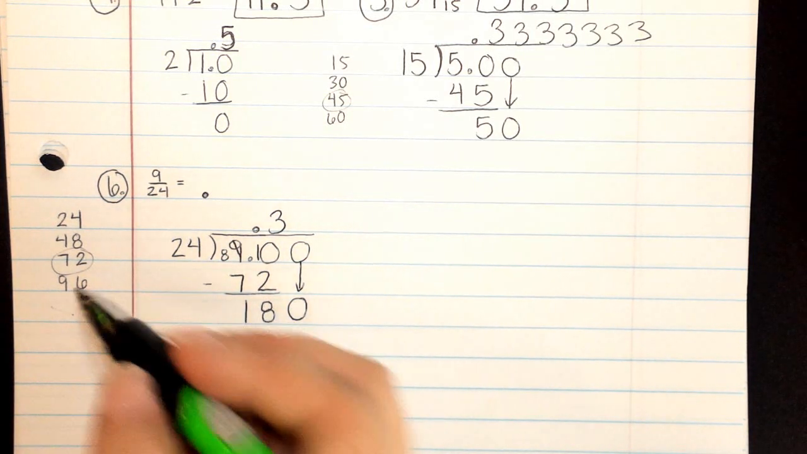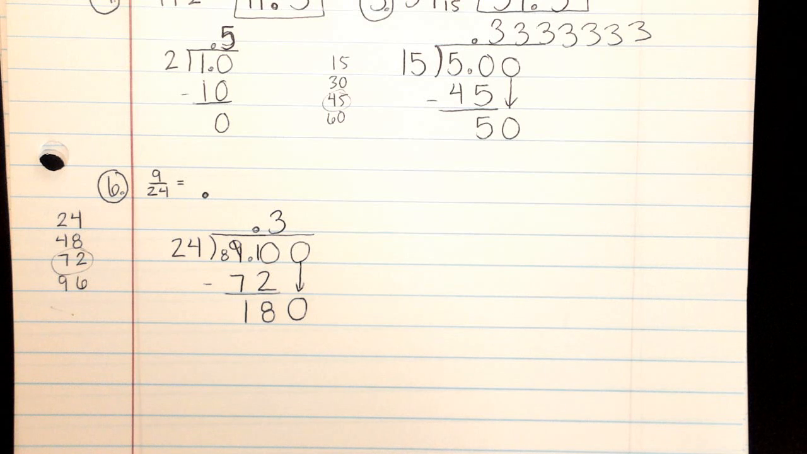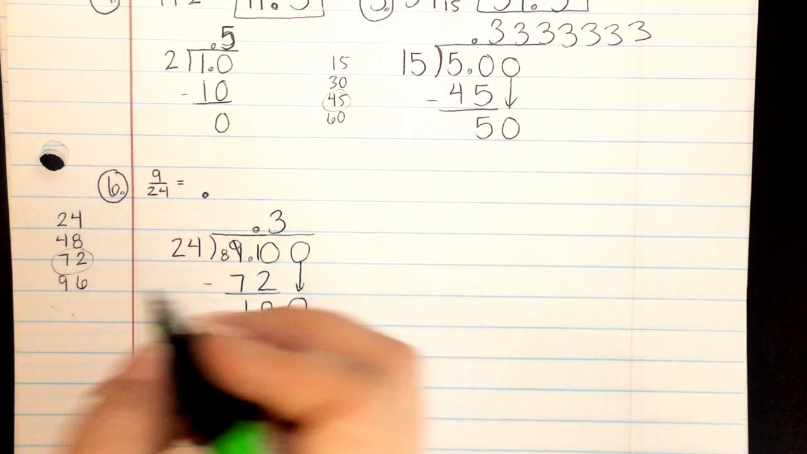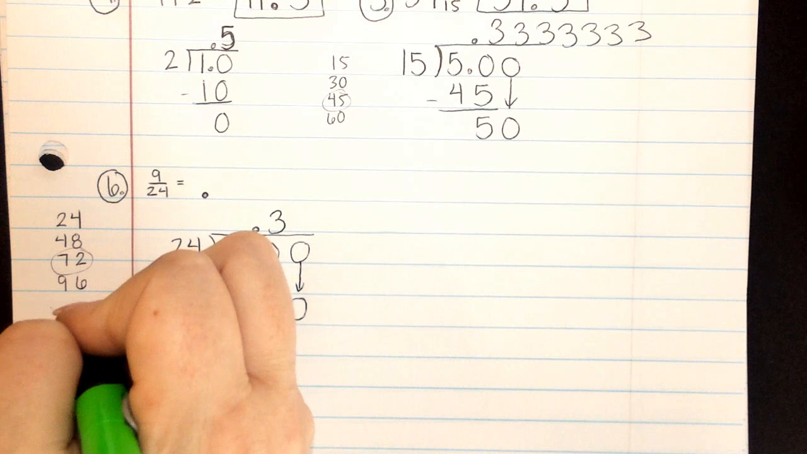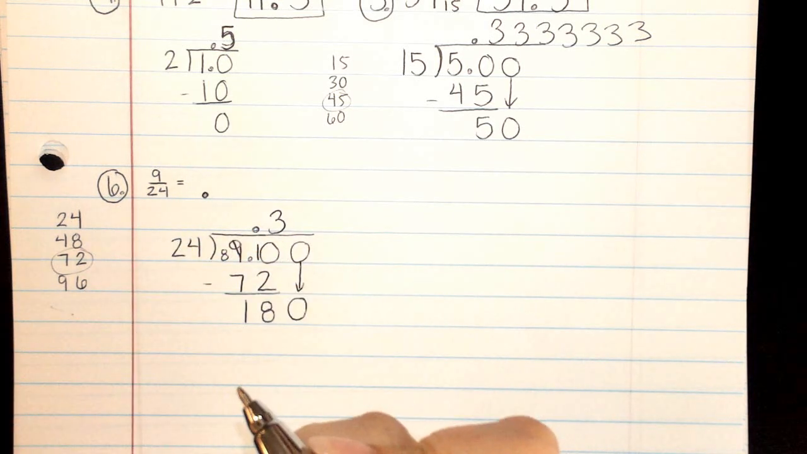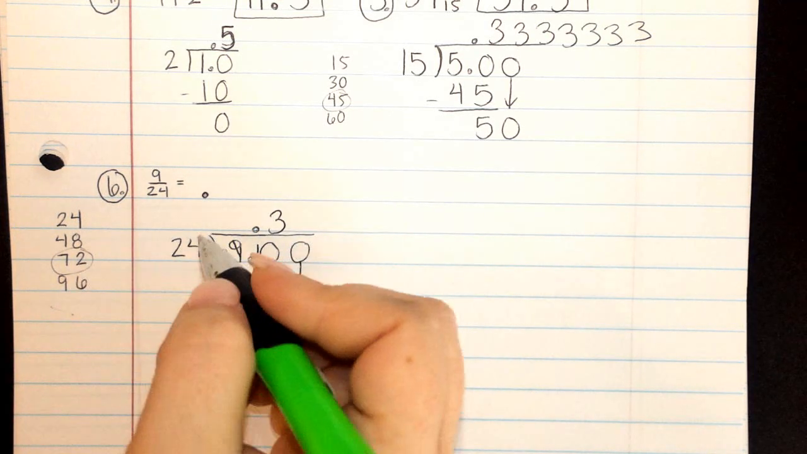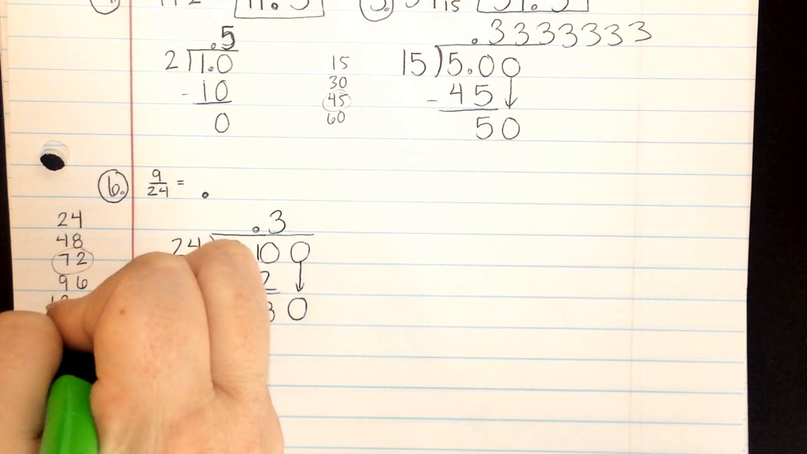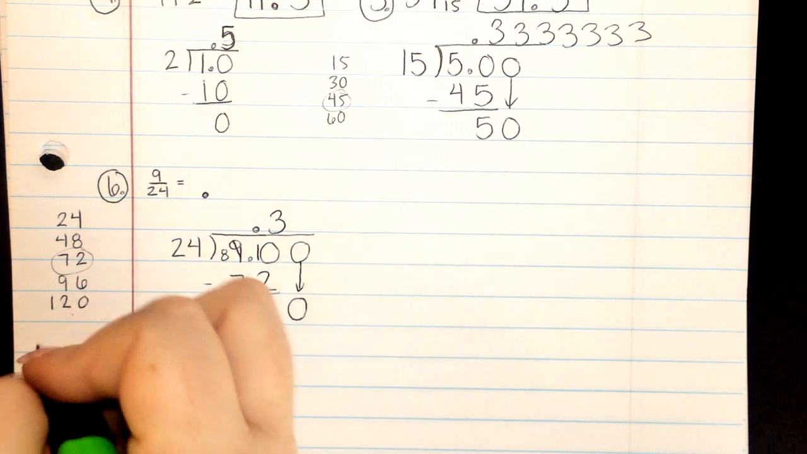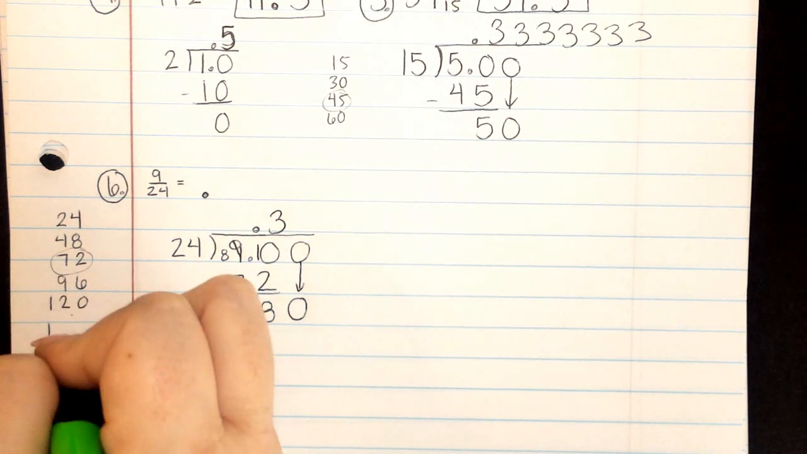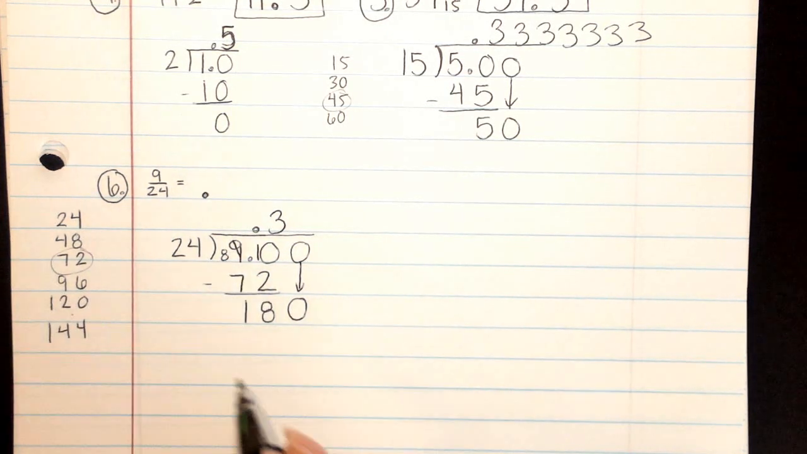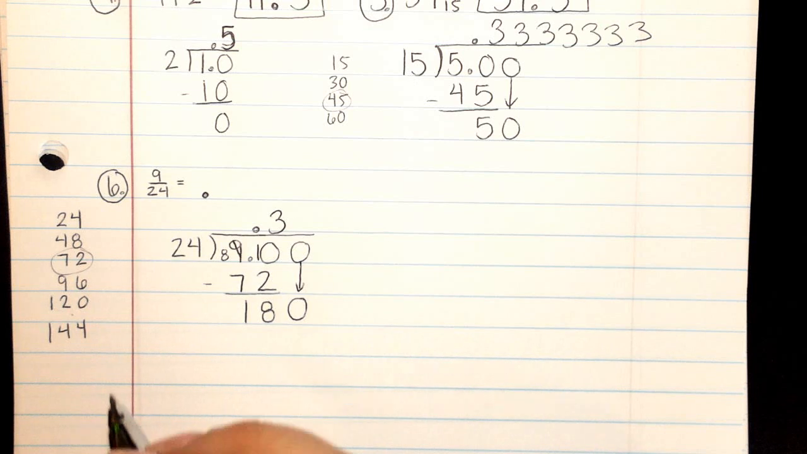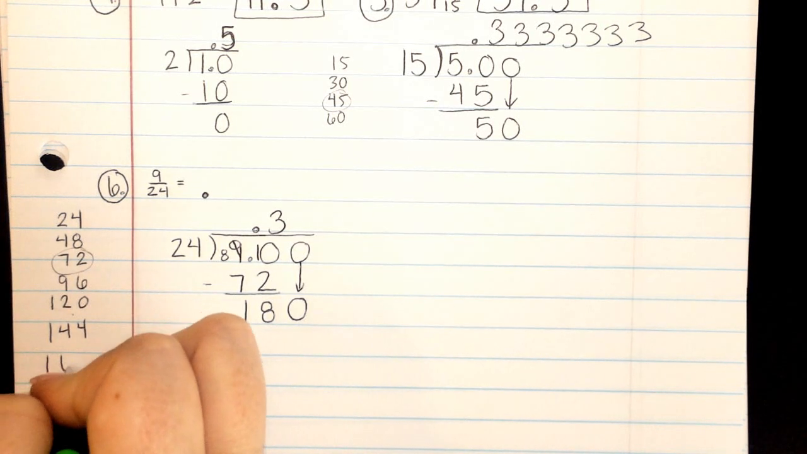So 180. I'm going to have to go past 96, aren't I? All right, so when I add 24 to that, let's see, that was 1, 2, 3, 4, so I'm multiplying that times 5, 120. All right, adding 24 to that, I get 144. I'm getting closer. Adding 24 to that, I get 168.